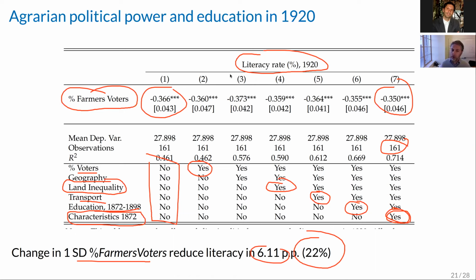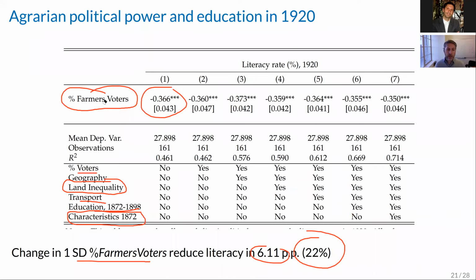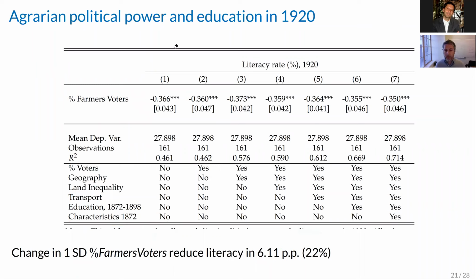There's a very close connection and a sizable effect in terms of the association between literacy rate and the identity of the voters, in terms of the farmers in those places.